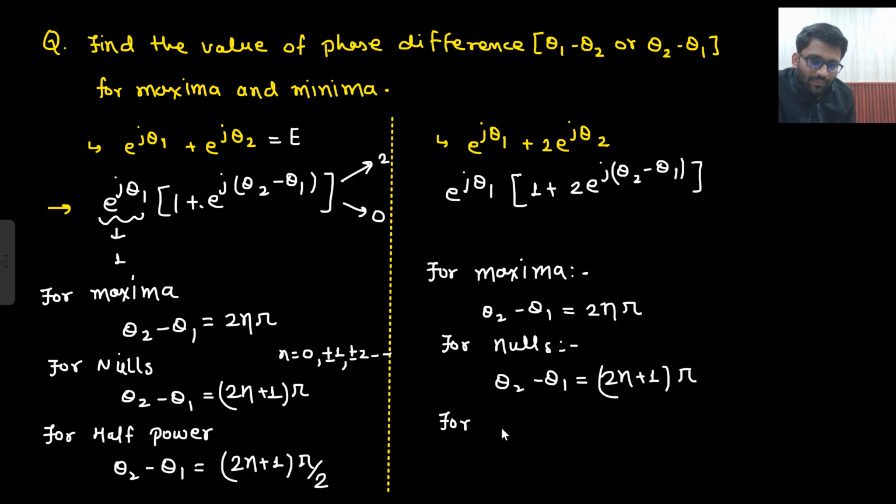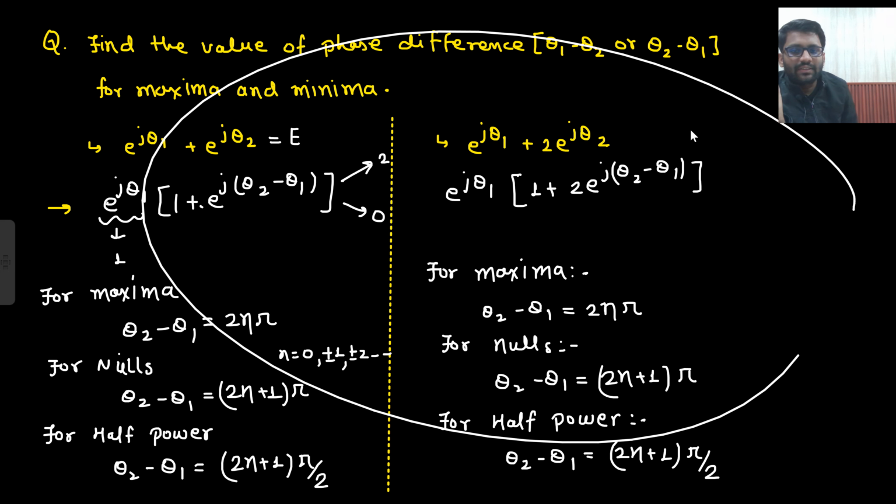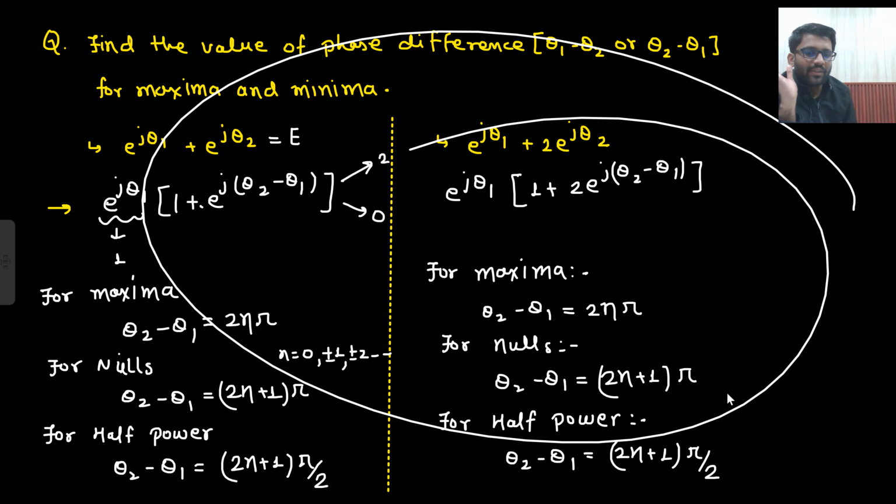And for half power, what should be the condition? That theta 2 minus theta 1 should be an odd multiple of pi by 2. So, very important point, all the questions are based on this slide only. All the questions will be based on this slide only.